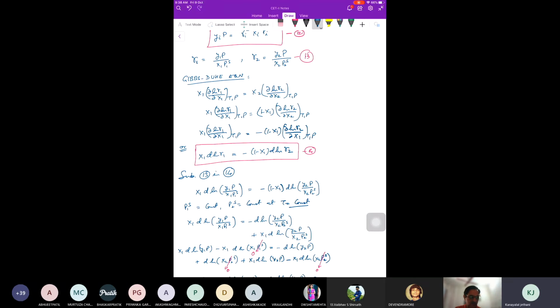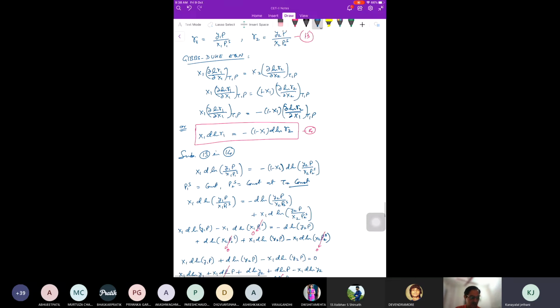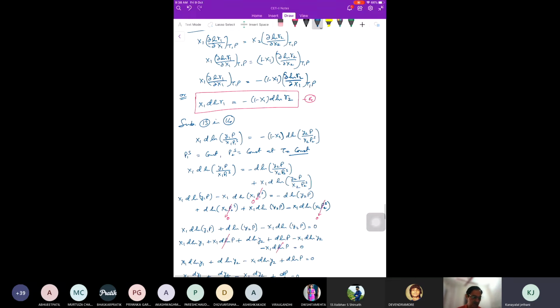Okay? So substitute 13 in 14, this equation in this equation, and what we get is x1 d ln gamma 1, we are putting as y1 P upon x1 P1s, minus x1 d ln again gamma 2 is equal to y2 P upon x2 P2s. And we know that vapor pressure is constant. So P1s is equal to constant, P2s is equal to constant at constant temperature. We are assuming constant temperature here.